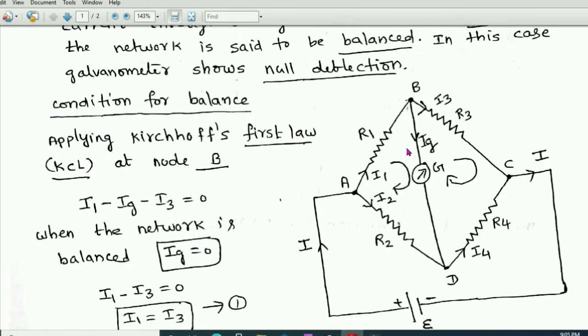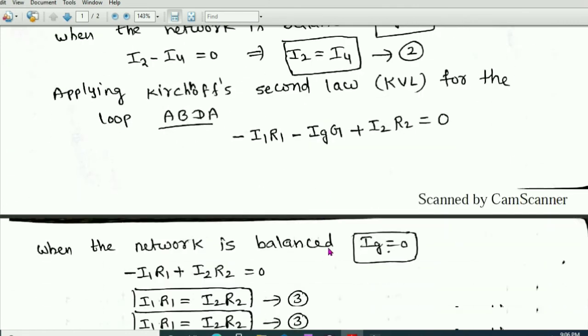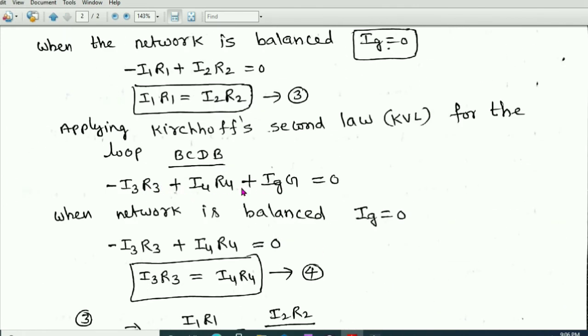Now the total equation gives: minus I3R3 plus I4R4 plus IG G is equal to 0. This is the equation we got by applying Kirchhoff's second law for the loop BCDB. When the network is balanced, the current through the galvanometer is equal to 0. So when IG is equal to 0, this term becomes 0. Then we are left with minus I3R3 plus I4R4 equal to 0. Separating the terms gives I3R3 is equal to I4R4. Let it be equation number 4.